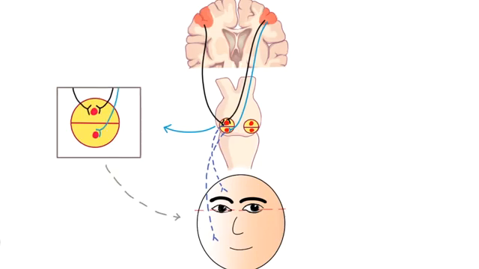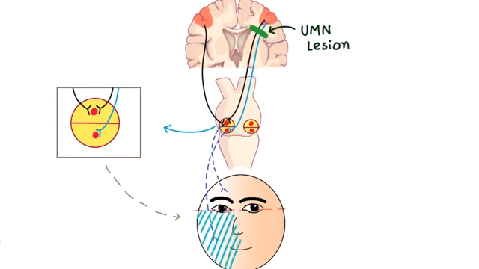Now come to this diagram. The face is divided into upper and lower with an imaginary line. As I have already said that upper half of the face is supplied by upper part of the nucleus and lower half of the face is supplied by lower part of the nucleus. Now suppose there is an upper motor neuron lesion. So what would be the clinical findings?